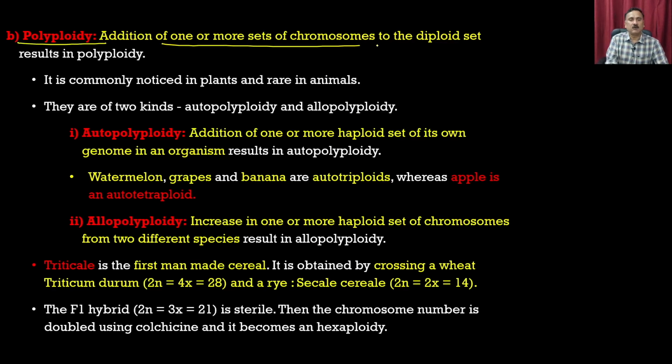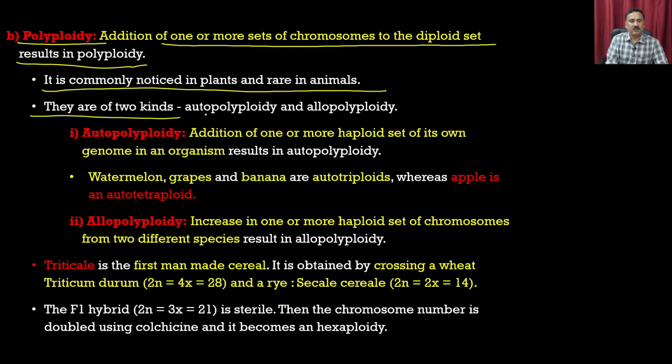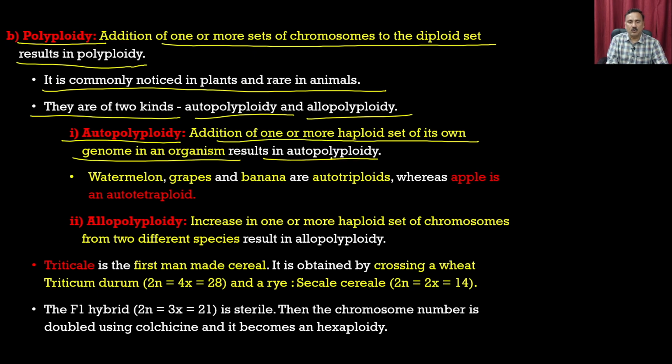Then we have polyploidy. The addition of one or two sets of chromosomes to the diploid set results in polyploidy, and it is commonly noticed in plants and rare in animals. There are two kinds, autopolyploidy and allopolyploidy. In autopolyploidy, the addition of one or more haploid sets of its own genome in the organism. For example, watermelon, grapes and bananas are autotriploids, whereas apple is an autotetraploid.